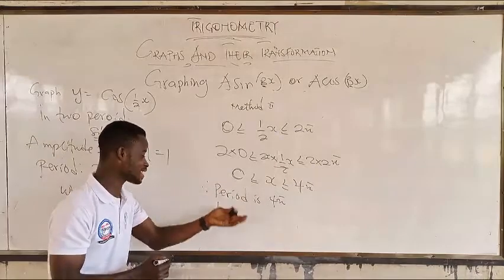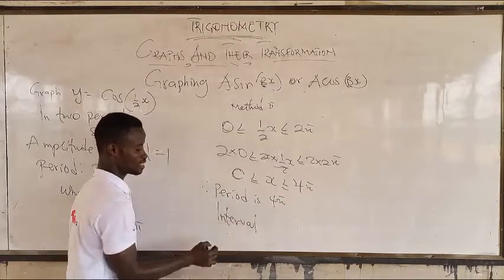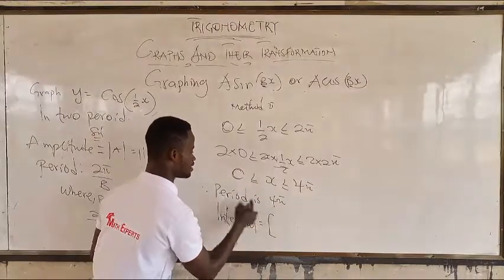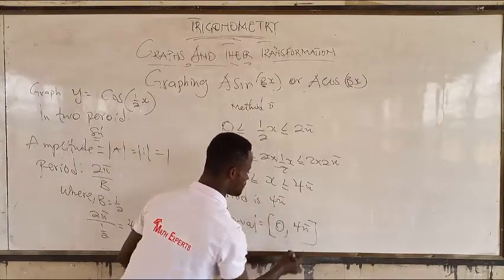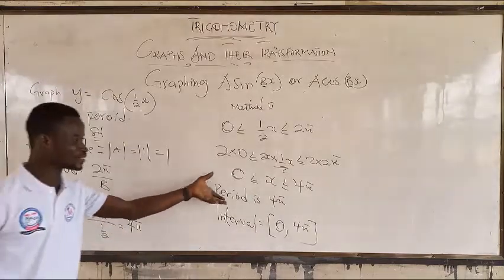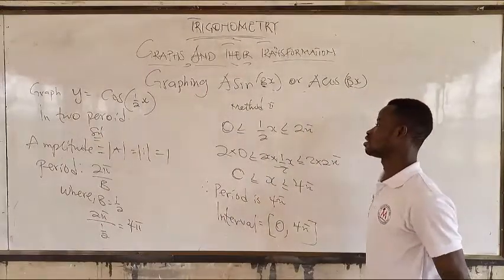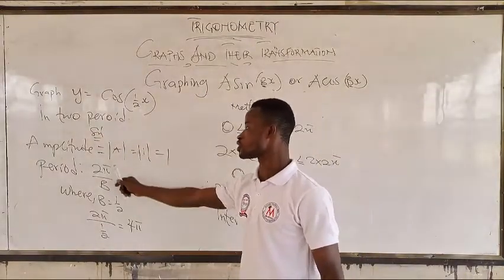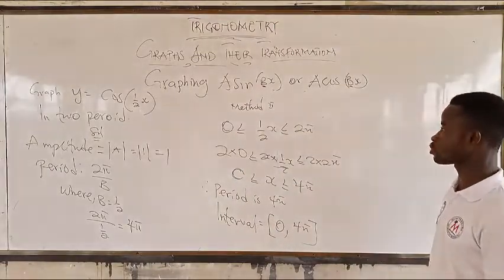With this method, you can see the interval straightforward. The interval is 0 to 4 pi. Is that clear? Method 1, method 2. Which one do you like? Me, I would advise you always go for this, because I don't want you to choose that formula, that the period is 2 pi over b. No, I don't want you to go by that.